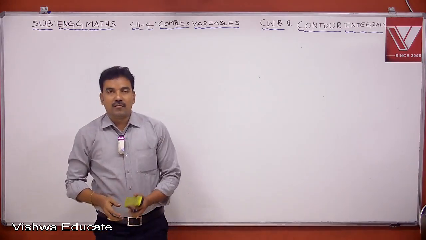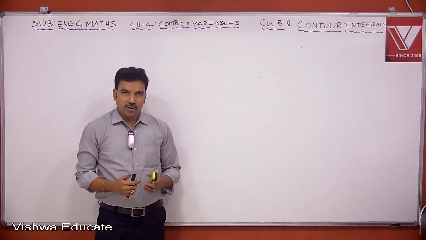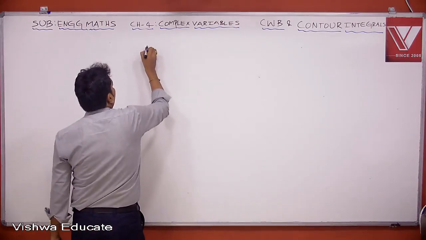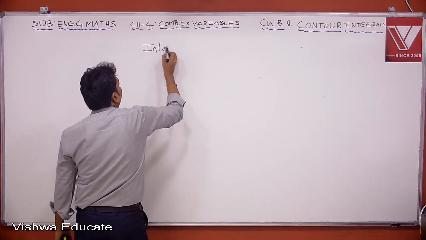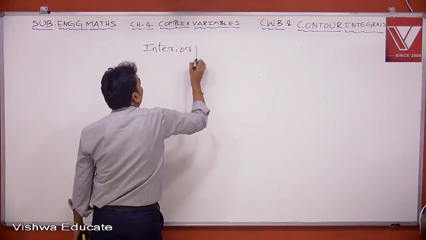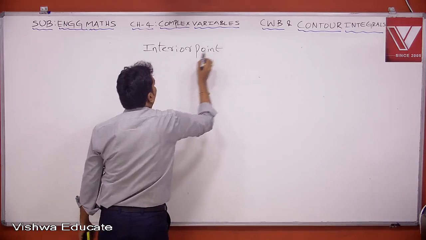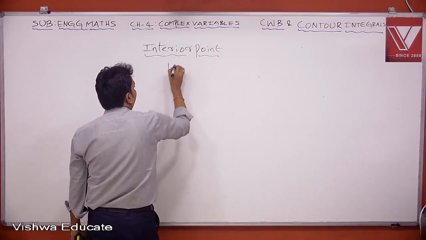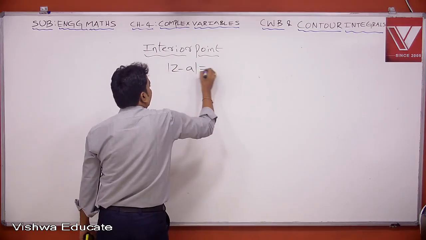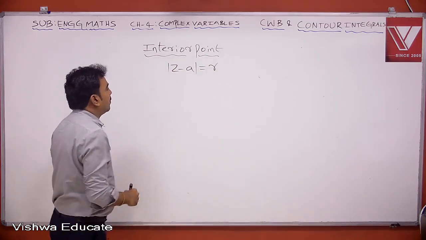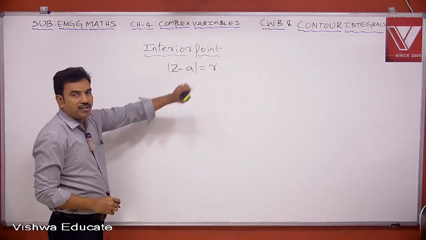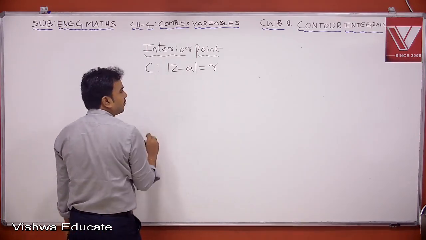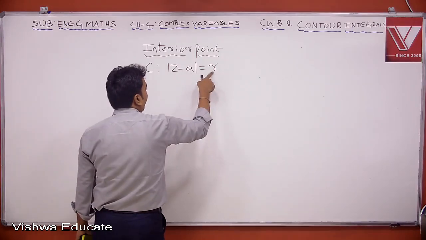Now we discuss a few basic concepts to go for contour integrals. Next definition, interior point. Suppose we have a circle defined by modulus of z minus a equal to r. This is my circle, modulus of z minus a equal to r. So we denote it as C. C stands for circle, for example.